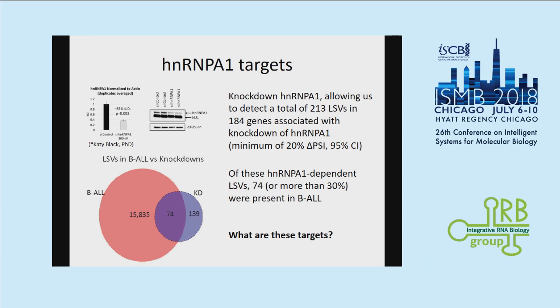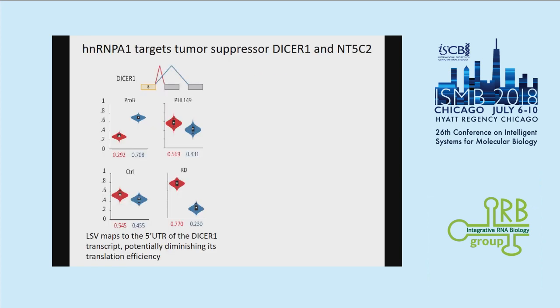So then the next question is, what are these genes that are misspliced? And what popped up to us were tumor suppressors Dicer1 and NT5C2. So in Dicer1, we see that in normal cells, the blue event, which is the skipping of exon 4, is usually more prevalent, while in ALL, it goes down to 40%. And when you map this event back to the genome, we see that it corresponds to the 5' UTR, which potentially diminishes its translation efficiency.